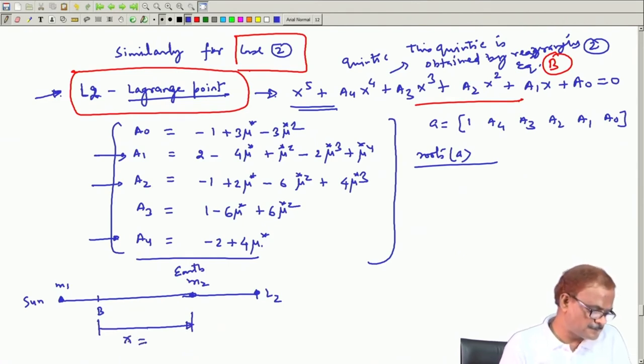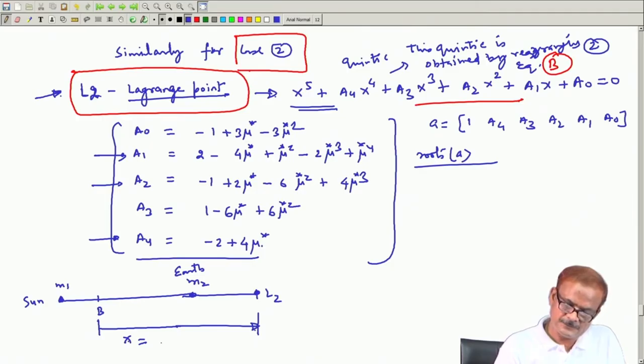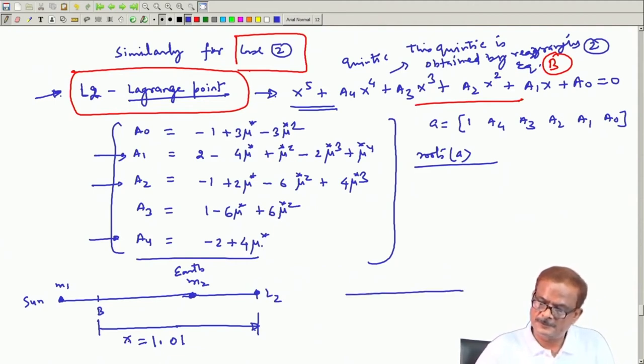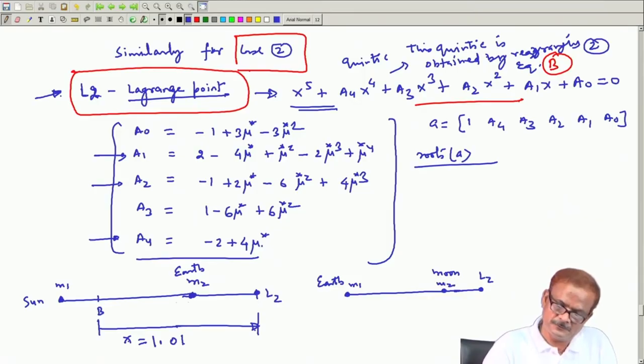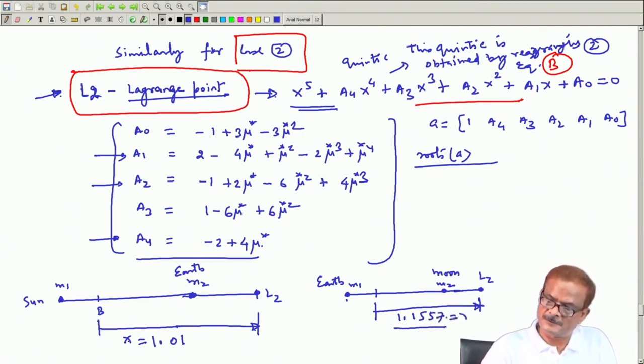This distance is x. So, magnitude wise, L2 is lying here in this place, and this is 1.01. For the earth moon system, there is earth and here there is moon, and L2 is lying here. This is m 1, m 2, as we have written there also. The barycenter is here. Measured from the barycenter, this distance turns out to be 1.1557. This is on the normalized scale, magnitude wise.